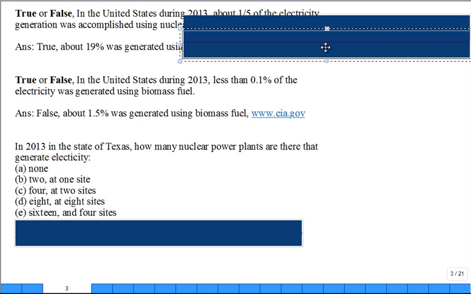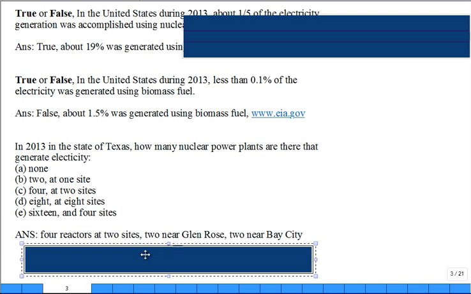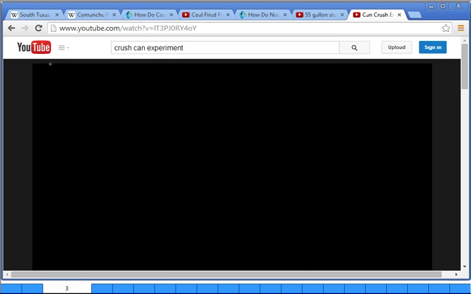In 2013 in the state of Texas, how many nuclear power plants generate electricity? C. So it's 4 at 2 sites, true. There are 2 plants near Glen Rose, the nearest city to Comanche Peak, the power plant. And there are 2 units at Bay City, which is the South Texas project. Let's do a quick review on those.